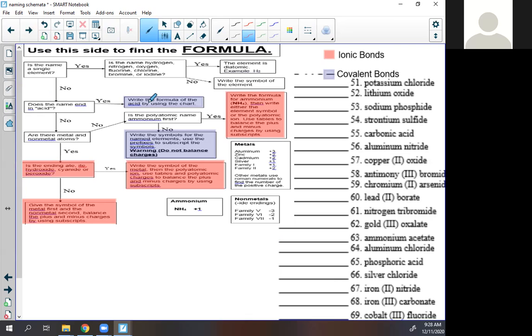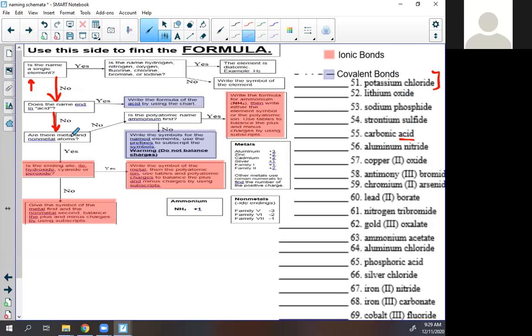What the naming schemata is, it's a giant table with a million questions and then a little bit of directions. So we're going to ask ourselves these questions about 51, which is potassium chloride. I start right here. Is potassium chloride the name of a single element? The answer is no, or it would just say potassium. All right, so I come down here. Does this word end with the word acid? No. If it did, it would say acid.